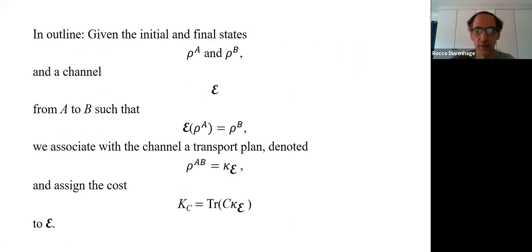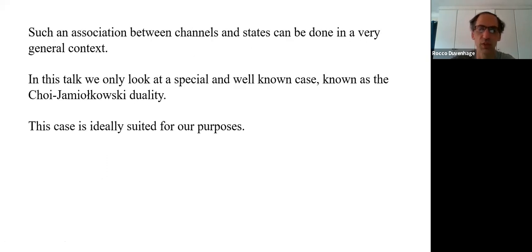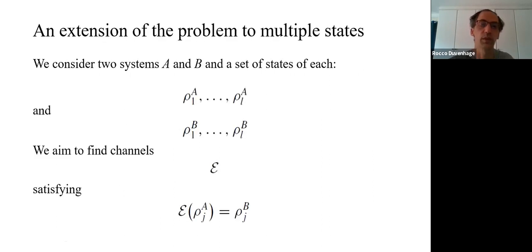By the way, as I've mentioned, all of this I'm currently looking at in finite dimensions, but much of this works much more generally. The association or duality between channels and states can be done in a much more general context. I'm looking at the Choi-Jamiołkowski duality specifically. It's well known and fairly simple, and is well suited to what I'm doing at the moment. But the duality does work much more generally, so it's important to keep that in mind. There's much room for generalization at the moment.